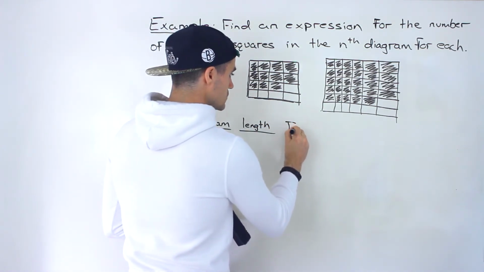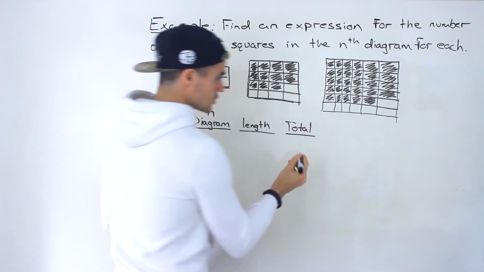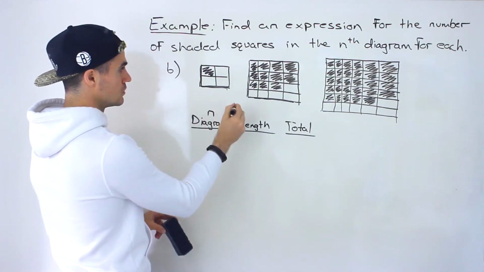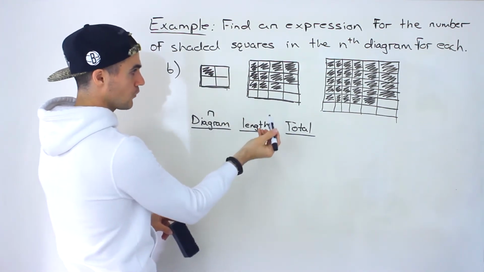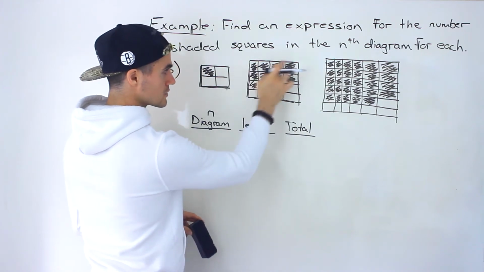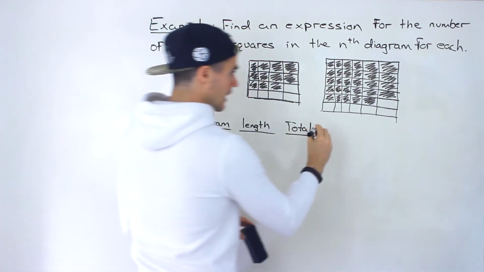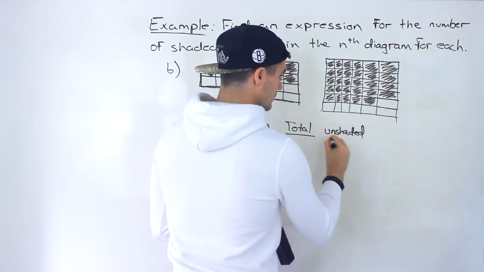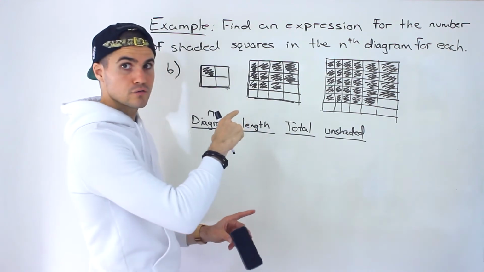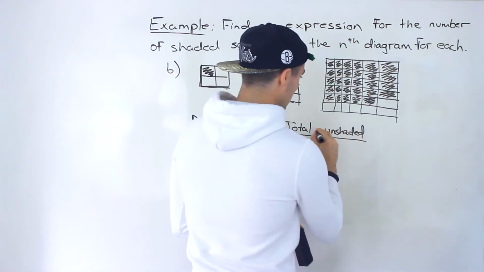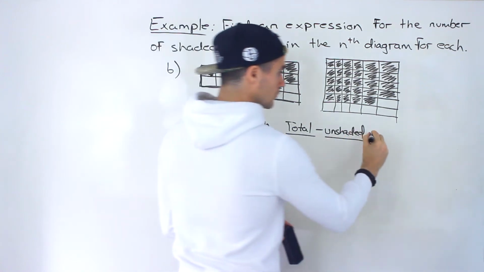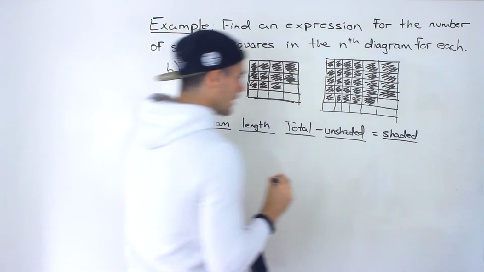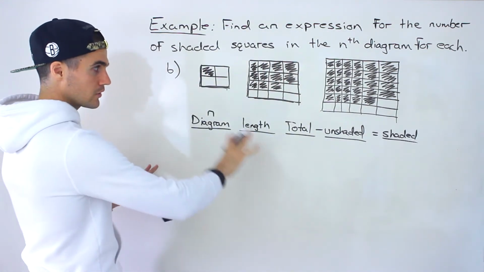Then we're going to have a total column, which is just this value to the power of 2. It's going to be 2 to the power 2 here, which would give us 4, or here 4 to the power 2, which is going to give us 16. And then we're going to have the unshaded column, the total of unshaded squares. When we subtract the unshaded from the total, we're going to get the shaded. So let's create this table based on these diagrams.